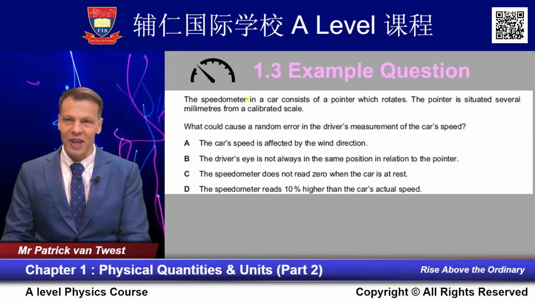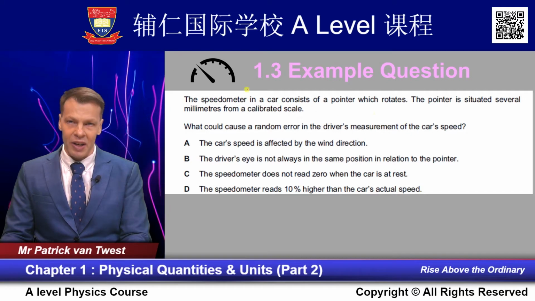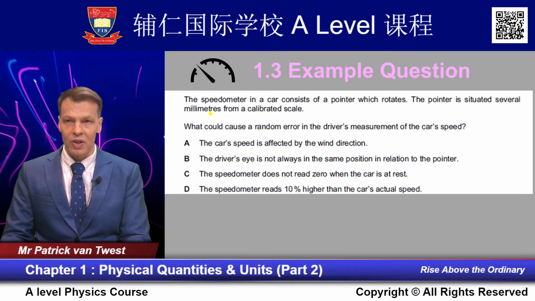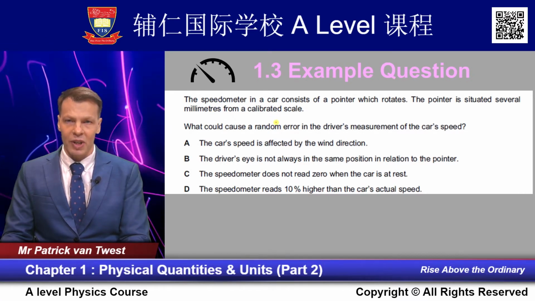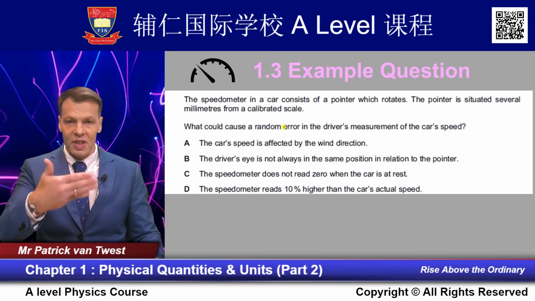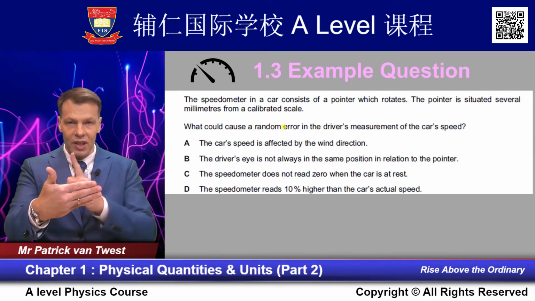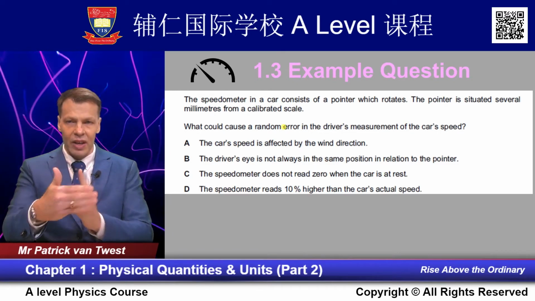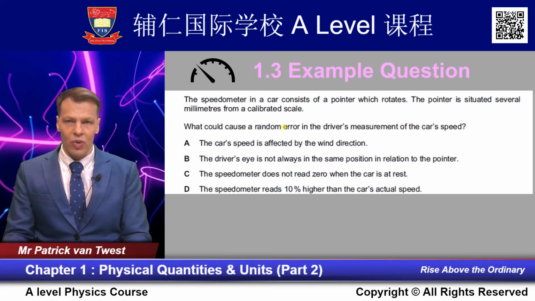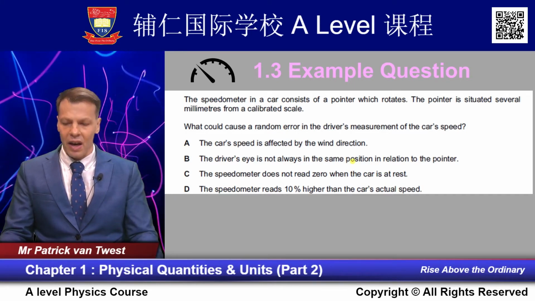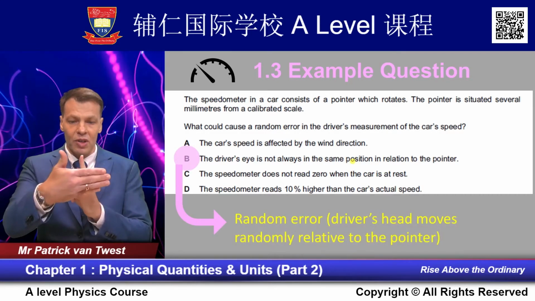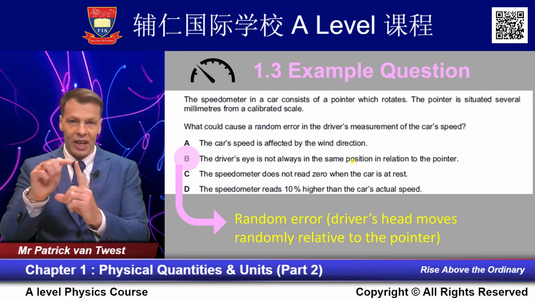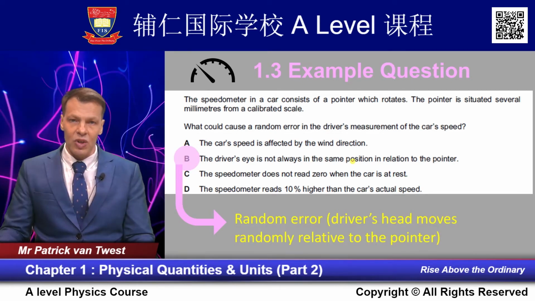So here's a speedometer measuring speed in a car, and it contains a pointer, and it says, very important here, it's situated several millimeters from the calibrated scale. So what that means is I've got a scale that I'm looking at and my pointer is moving, measuring speed, and then I'm looking at the pointer and the scale. So which one of these would cause a random error? Well, I think it would be this one, B, because if I move my head slightly, I'm going to be getting slightly different readings from the pointer to the scale.